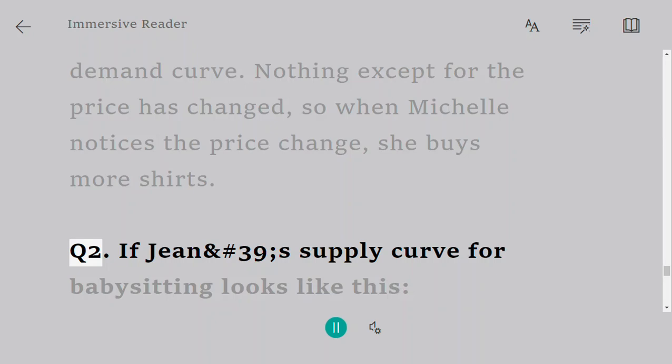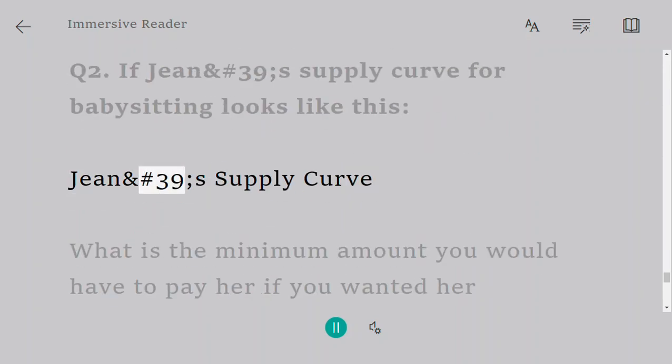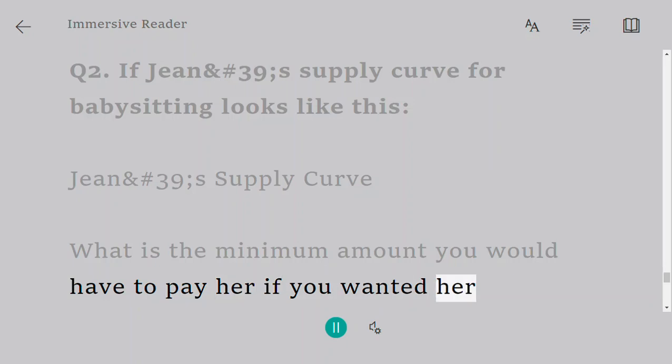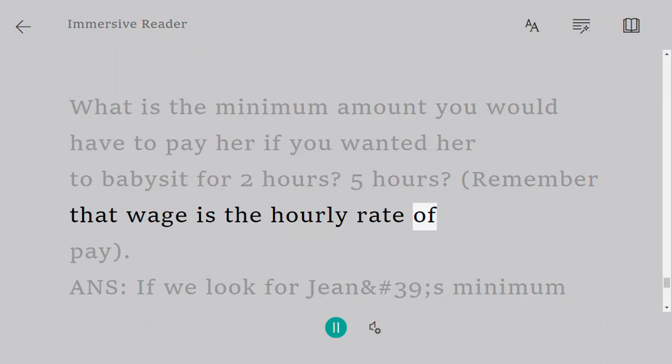Q2. If Jean's supply curve for babysitting looks like this, what is the minimum amount you would have to pay her if you wanted her to babysit for 2 hours? 5 hours? Remember that wage is the hourly rate of pay.